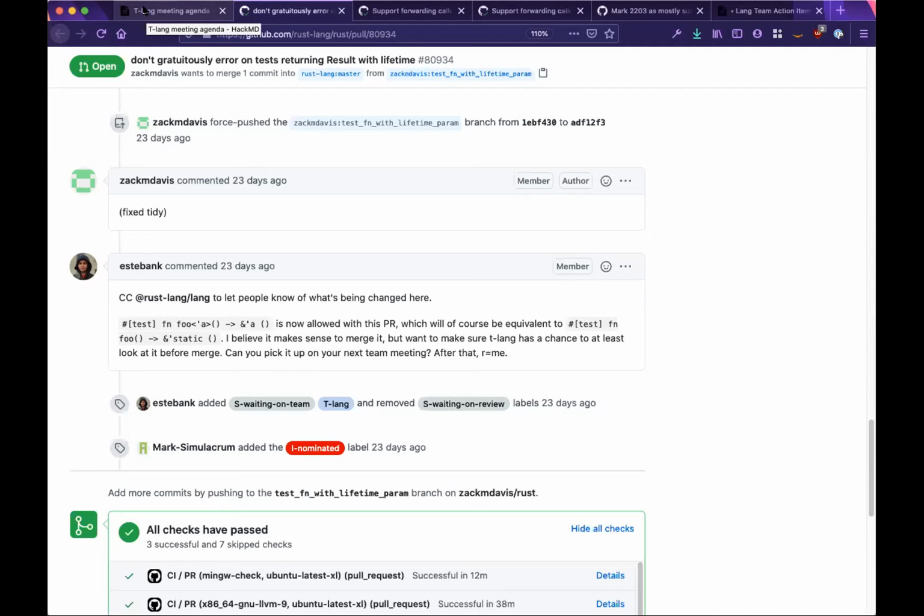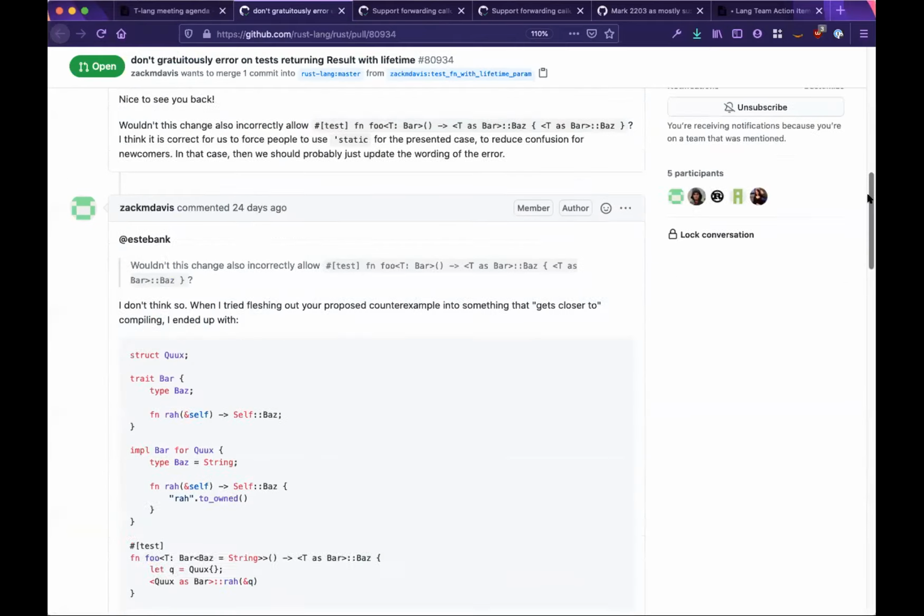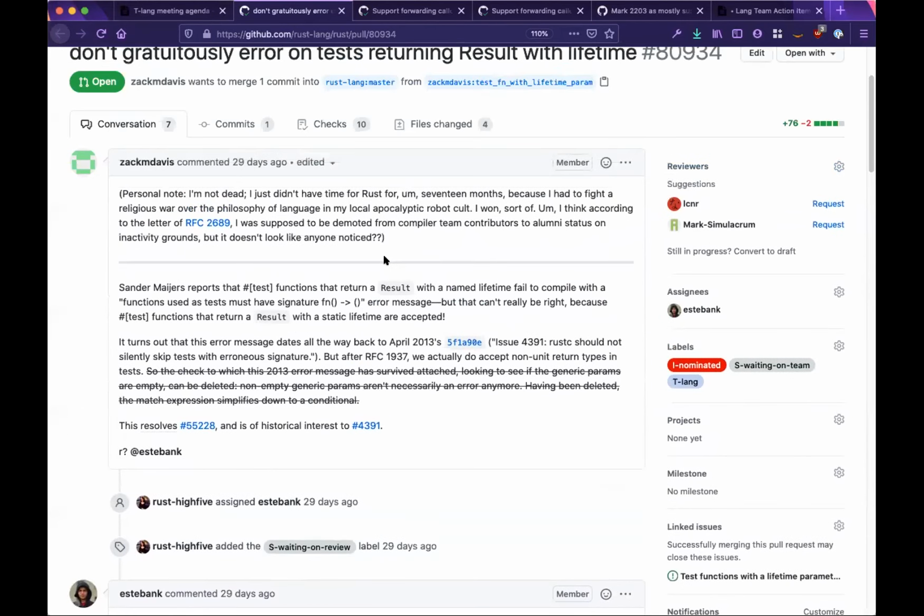So you want to annotate a test method, but the test method is generic on lifetimes for some reason? It's currently disallowed. This PR makes it allowed. I'm not really sure why. Why do we want this? It's not very well motivated, just to have fewer rules, I guess.